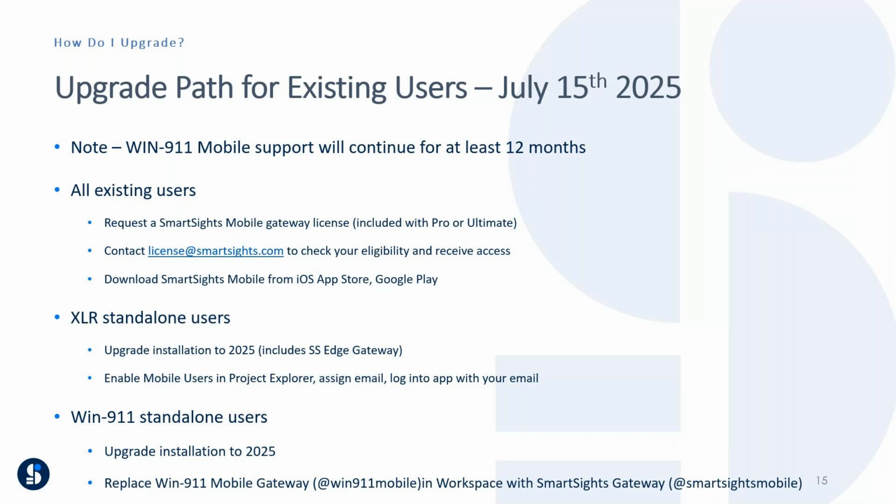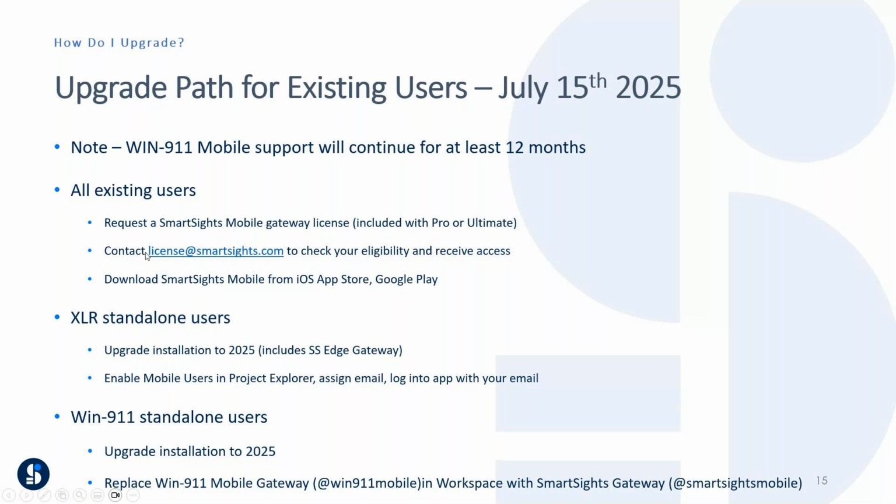But basically, for all existing users who want to upgrade to a system that utilizes SmartSights Mobile, don't worry. Our sales team will probably be proactively reaching out to you regarding this in the coming weeks. But if you want to be proactive and initiate it yourself, basically what you're going to need is a SmartSights Mobile Gateway license, which is included with the Pro or Ultimate tiers of Win911 or Excel Reporter. The users for these will be 10 users with Pro or unlimited with Ultimate.